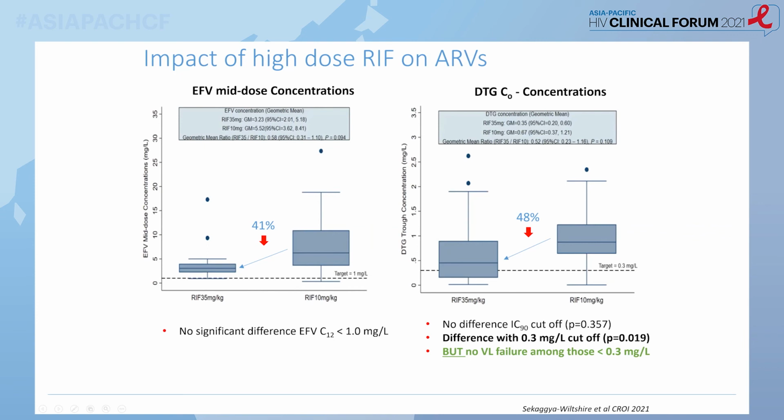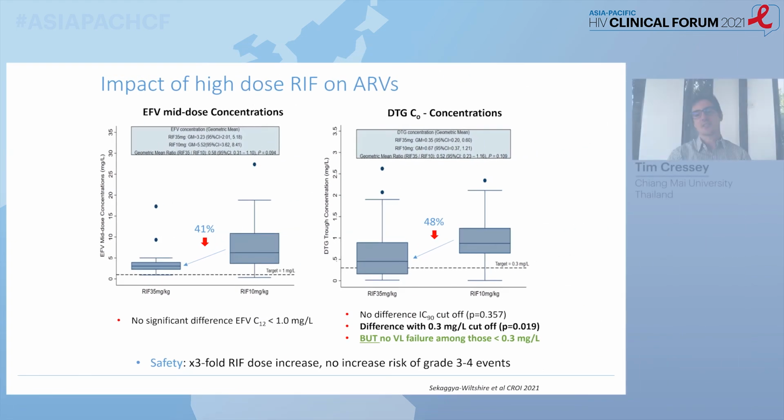So it's interesting that, again, with these higher doses of rifampicin, you are seeing more of an effect on the antiretroviral concentrations. And clinically, it does not seem, at least with efavirenz and dolutegravir in these 2 studies, that it has a major impact. What's also encouraging is that in this study they looked at these higher 35 milligram doses in terms of safety, and there was no increased risk of grade 3 events compared to the lower standard 10 milligram per kilogram dose.